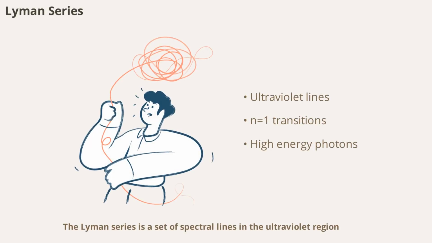The Lyman series is a set of spectral lines in the ultraviolet region, observed when electrons in hydrogen atoms fall from higher energy levels to the first energy level. These transitions release photons with high energy and short wavelengths. The Lyman series was one of the first pieces of evidence supporting the quantum nature of atomic energy levels, and its discovery helped validate Bohr's model. Understanding the Lyman series is essential for studying atomic spectra and quantum transitions.